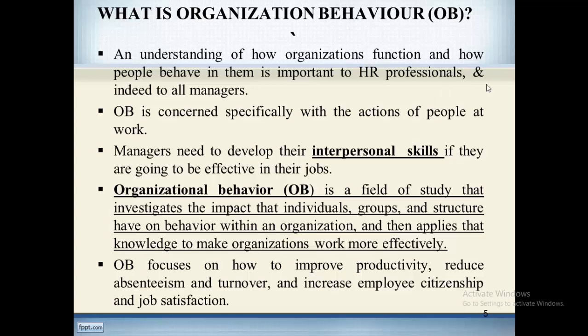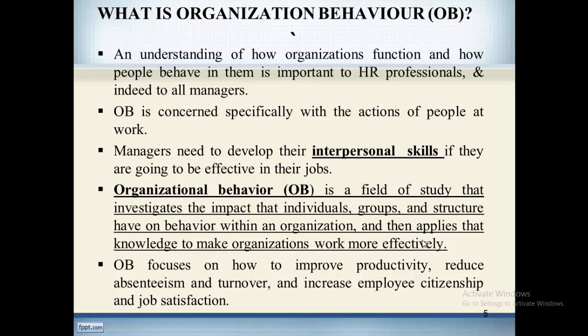It should be clear. These skills should be incorporated in the managers. Organizational behavior is a field of study that investigates the impact that individuals, groups, and structure have on behavior within an organization, and applies that knowledge to make the organization work more effectively.